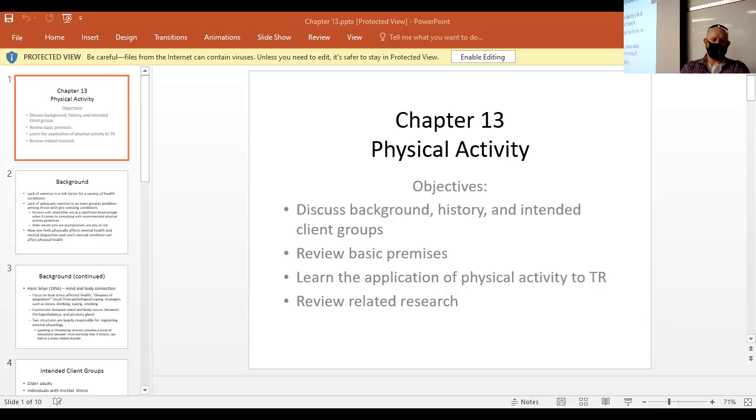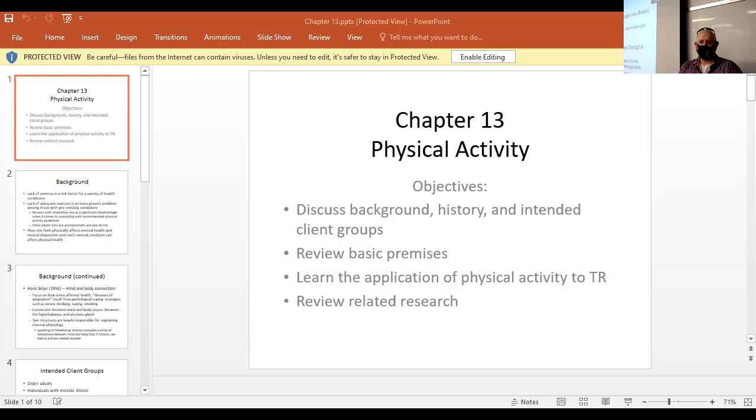The AAHPERD Functional Fitness Battery is something that can be used as an assessment as a recreation therapist. It assesses upper extremity strength, hand-eye coordination, flexibility, agility, endurance, and body composition. So that's a pretty well-rounded assessment that gives you a lot of information. Speaking of that, we'll probably look at that one before the semester's over in 388, for those of you who are in that class.